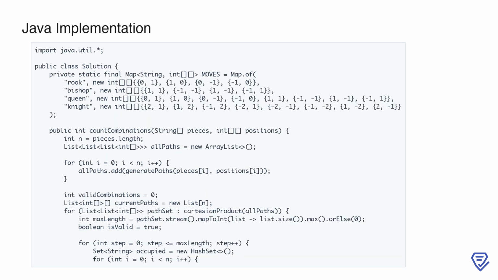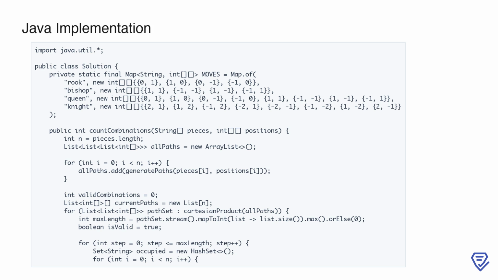Here, we start by defining a constant map, moves, which stores the possible move directions for each piece type. For example, the rook can move horizontally or vertically, while the bishop moves diagonally. The queen combines both rook and bishop movements, and the knight has its own distinct L-shaped moves. Next, the countCombinations method is defined, which calculates the number of valid move combinations for a given set of chess pieces and their starting positions.